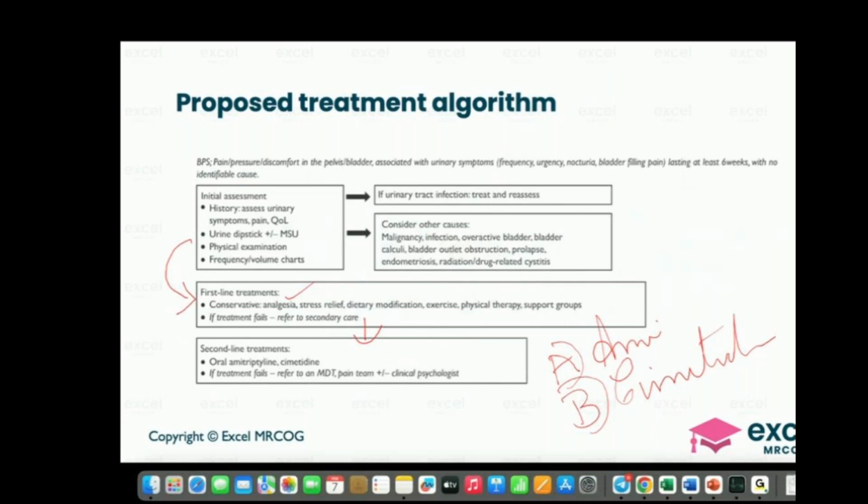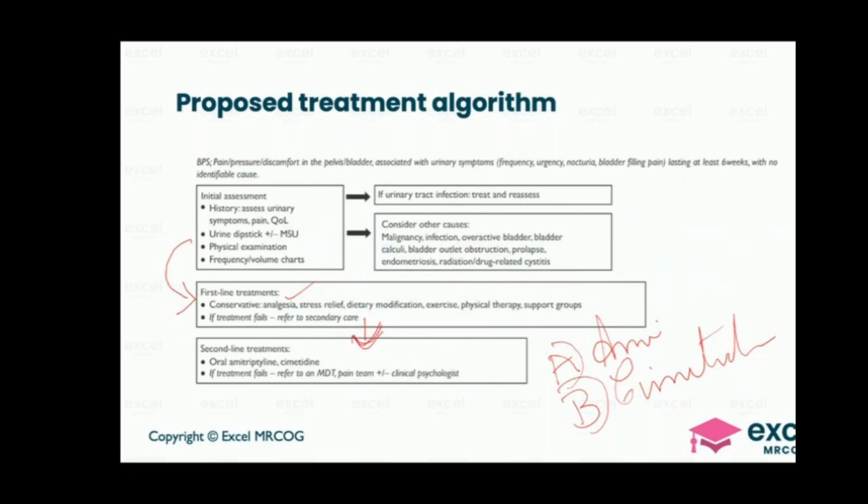Usually we use analgesia and amitriptyline, right, doctor? No. I mean, you have tried analgesia, stress relief, and now you are here. This arrow, you're here. You referred her to secondary care. That is what the question is saying. And your options are saying amitriptyline as well as cimetidine. So my question to you is, which one would you choose?